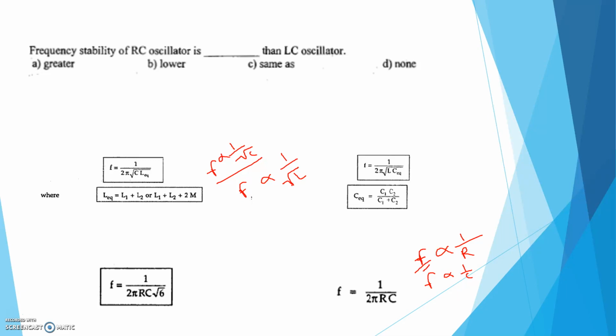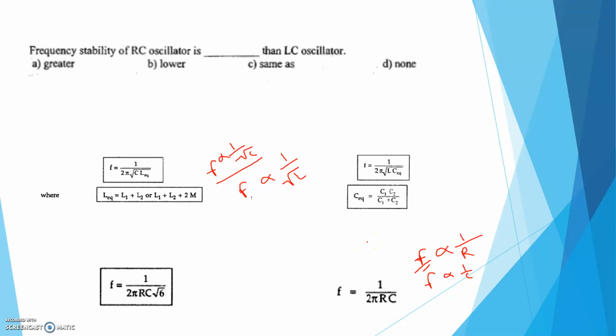Because the conclusion is, from that and combining all this, we can conclude that the frequency of oscillation for LC oscillator is proportional to 1 by root over of a factor, and in case of RC oscillator, it is proportional to 1 by the factor R or C, whatever. So basically, change in frequency of oscillation with change in R or C or L is going to be more in the RC oscillator compared to LC oscillator.